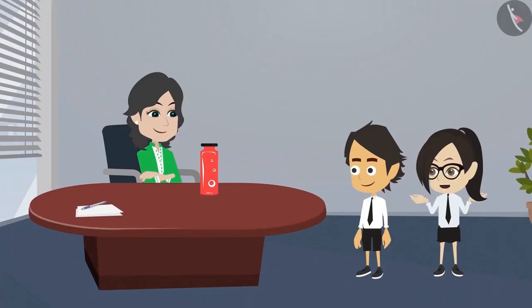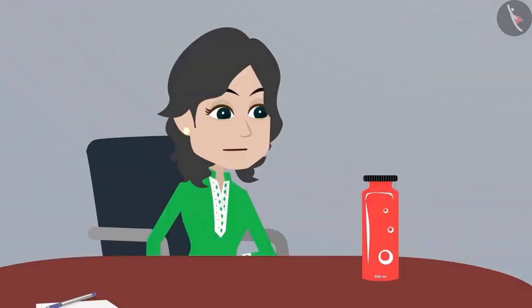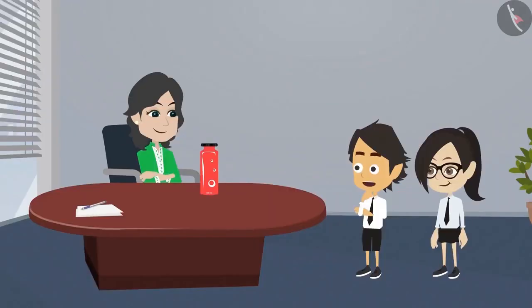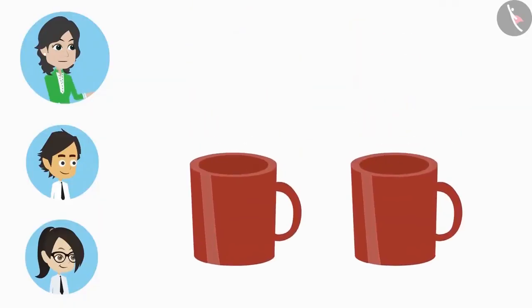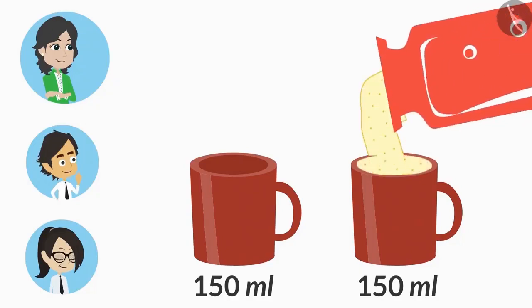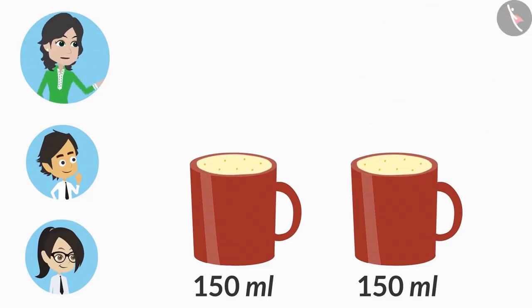But how will we measure 150 ml? See, there are different measuring cups to measure liquid. But we do not have those cups with us right now. Then how will we measure the buttermilk? Look, I have 2 cups here. A normal size cup is approximately 150 ml. You can pour the buttermilk in both these cups. Okay. Both the cups are completely filled. This means that the buttermilk has been divided into two equal parts.